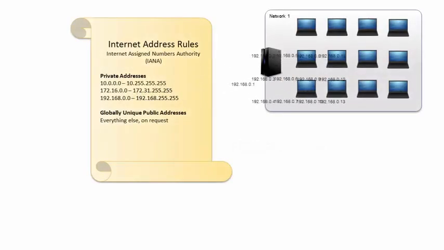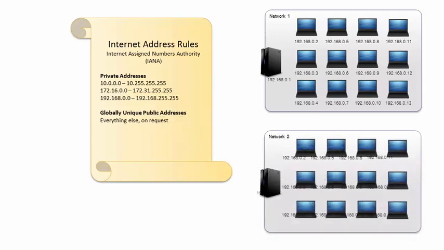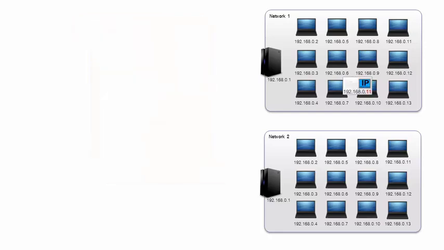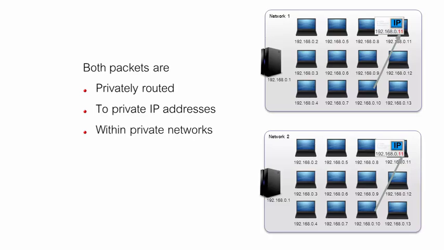Now, you'll be familiar with the notion of private networks assigning private IP addresses to internal private devices, addresses from specially designated ranges used repeatedly by networks all over the world. A packet from this 192.168.0.10 sent to 192.168.0.11 goes here, and a packet from this 192.168.0.10 to 192.168.0.11 goes here. Both packets are privately routed to private addresses within their private networks.